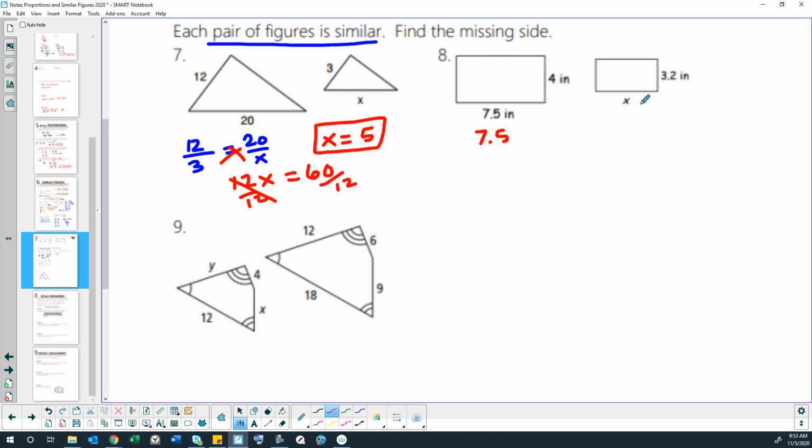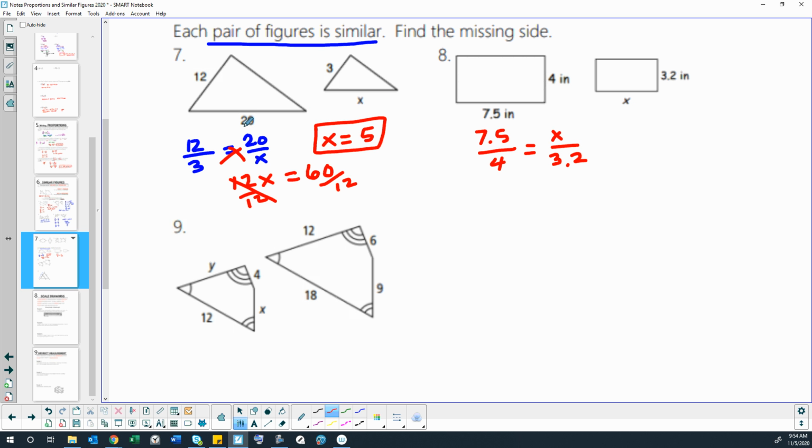So instead of doing 7.5 over x, because those two do go together, they're both the lengths, and then 4 over 3.2, I'm just going to do 7.5 over 4, so both are sides in the same shape, and then I'll do the corresponding sides in the other shape. So the 7.5 corresponds to the x, so those are both going to be in the numerator, and then the 4 corresponds to the 3.2.